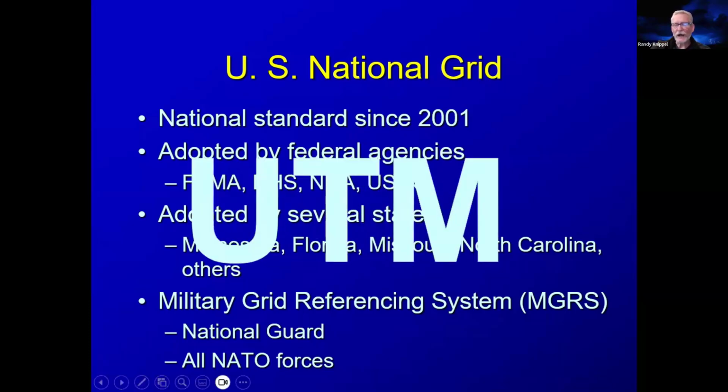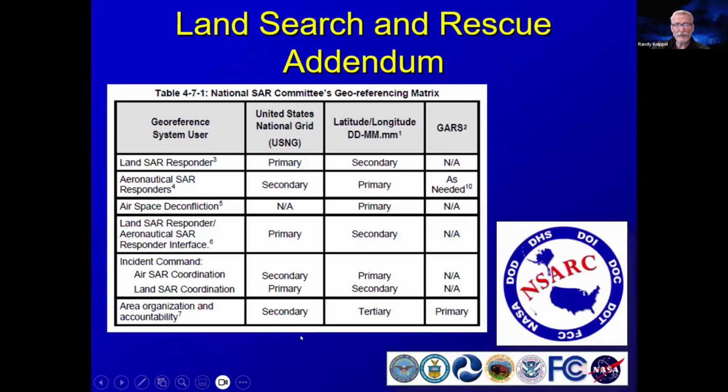It's all based on UTM coordinates. The Universal Transverse Mercator Coordinate System was developed in the 1940s. It provides a uniform coordinate system for the entire Earth. It's also been adopted by the National Search and Rescue Committee. We can see right here in their Land Search and Rescue Addendum, it is the primary location referencing system for all land search and rescue operations.